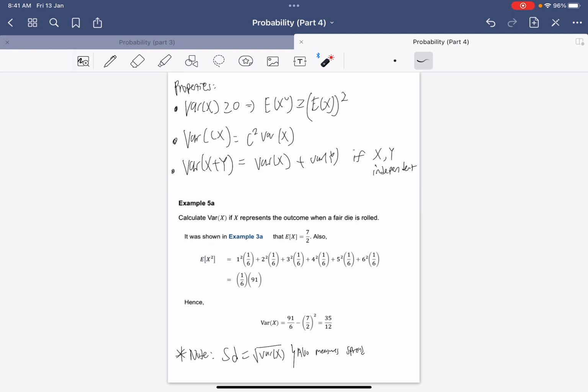And we'd like to note that another form of measurement of spread is known as the standard deviation, and that's just the square root of variance. So sometimes you use standard deviation, sometimes you use variance. It really depends on what a person wants.